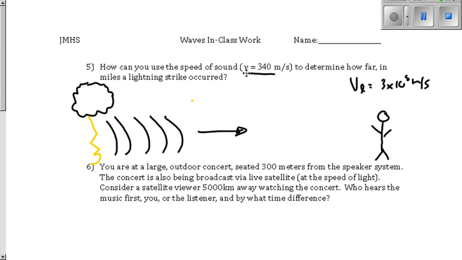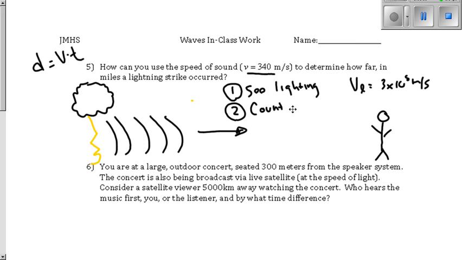And so if we're trying to find how far in miles, we're looking for a distance. Well, distance is equal to velocity times time, so we should try to find a time. So what we can do is we can see the lightning strike. So we see the lightning first. Then, after that, we count until the thunder comes. Count for thunder. And then our third step is going to be to find the distance in meters.